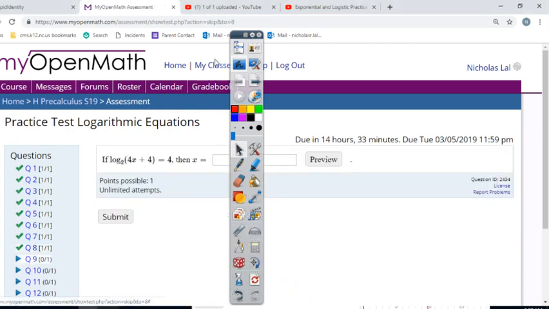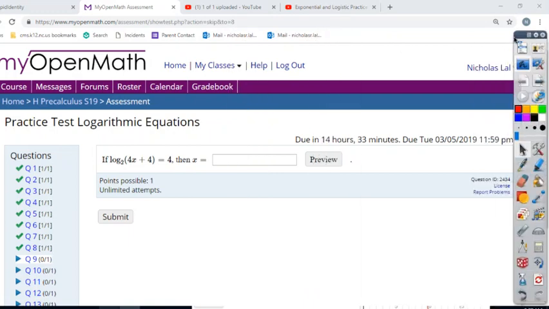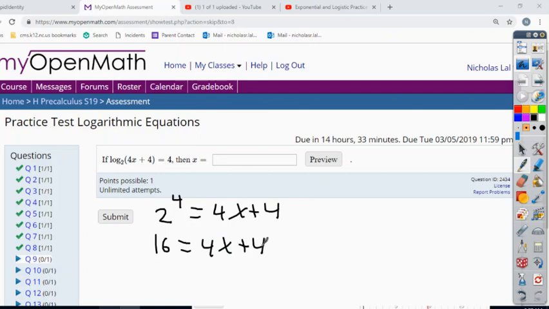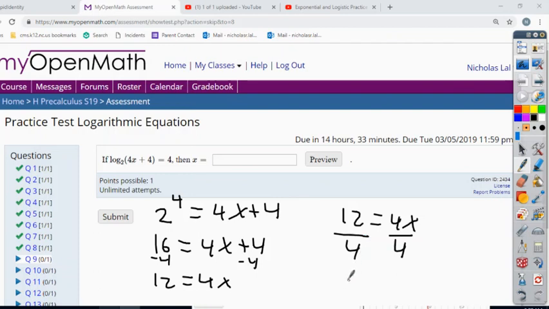Question 9. I have the log base 2 of 4x plus 4 is equal to 4. So now I have 2 to the 4th power is equal to 4x plus 4. 2 to the 4th is 16. So 16 is equal to 4x plus 4; subtract 4. 12 is equal to 4x. If 12 is equal to 4x, divide both sides by 4. 3 is equal to x. x equals 3.